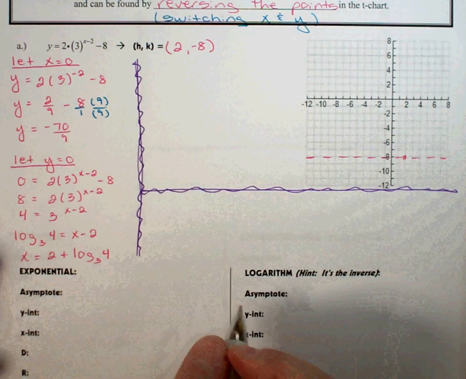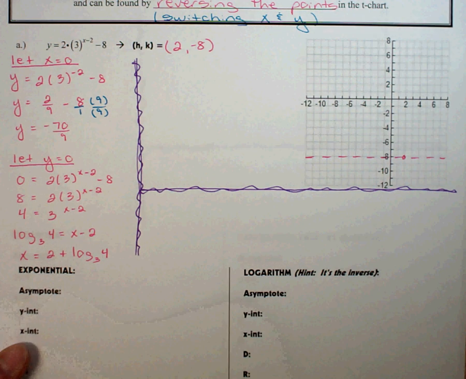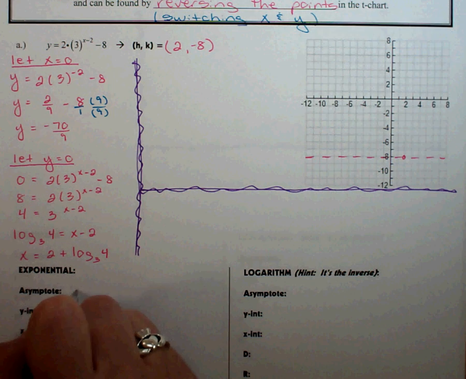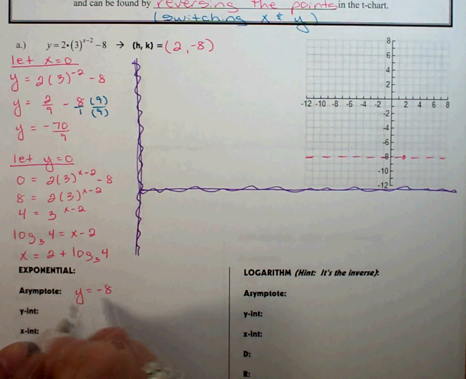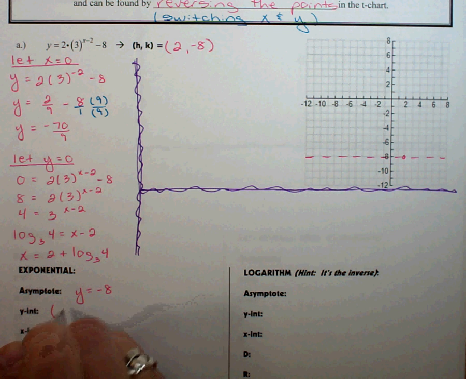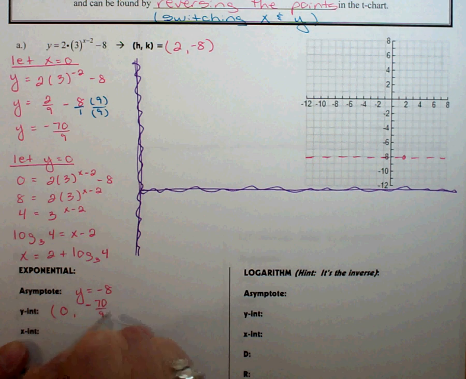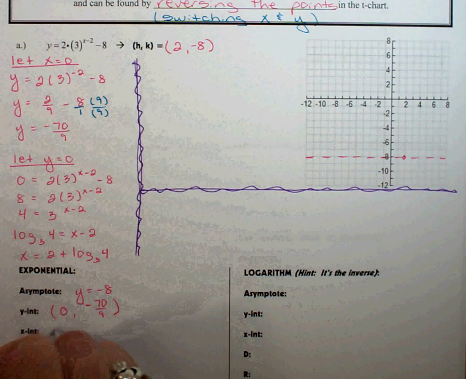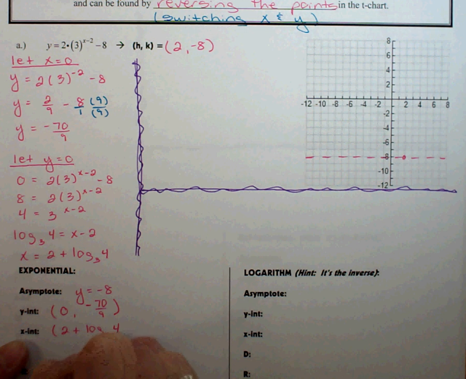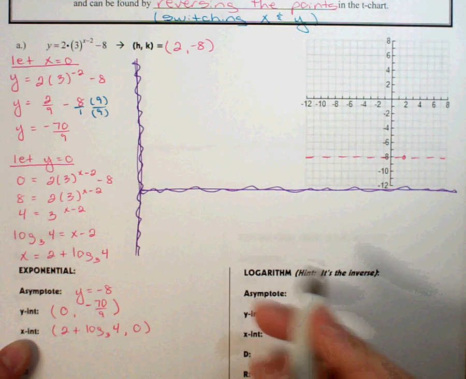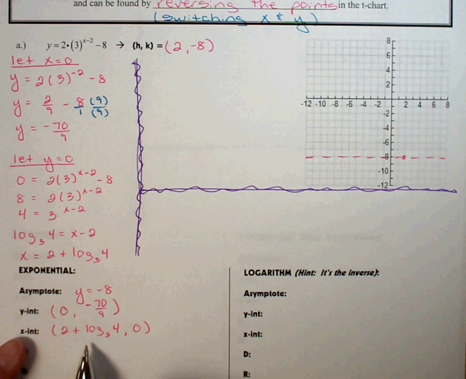So again, I can take both of these and I can write them as ordered pairs. I can also write the equation for my asymptote down here. The asymptote has to be the equation of a line, so it's going to be y equals negative 8. My y-intercept from up above, I'm going to say 0 and then negative 70 over 9. And my x-intercept is going to be 2 plus log base 3 of 4 and then comma 0. If I had the benefit of a calculator, I could certainly type this in and get a decimal approximation for that.